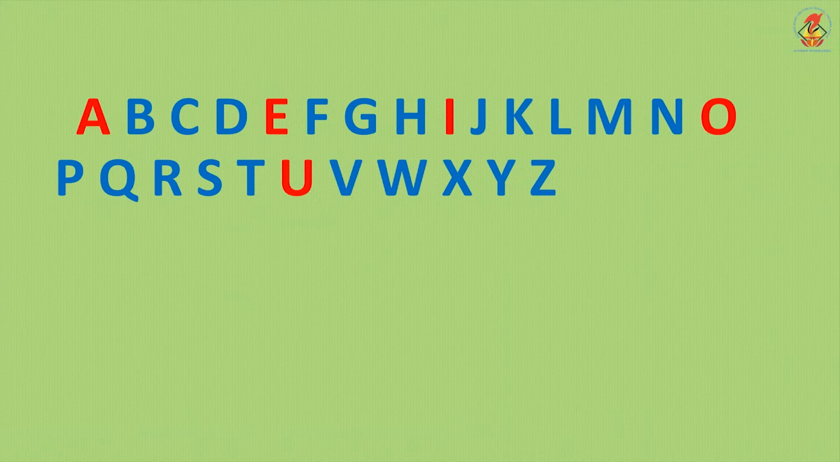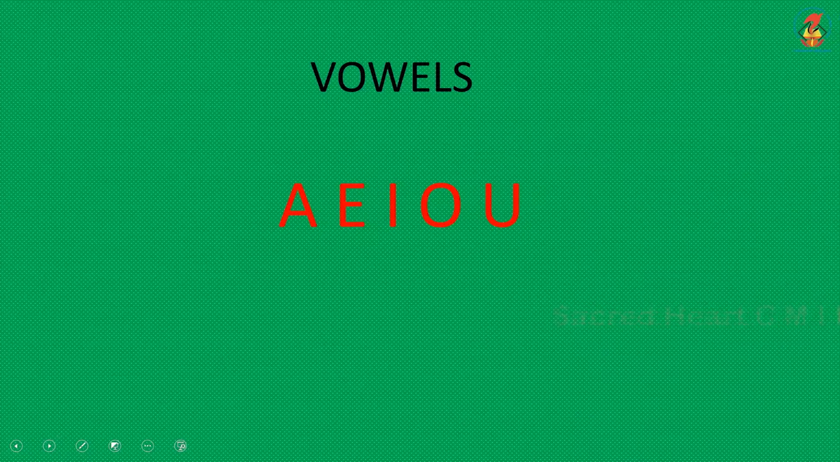Say one more time children. A, E, I, O, U. Yes, very good. So, these letters are known as vowels. Okay. So, vowels are A, E, I, O, U.